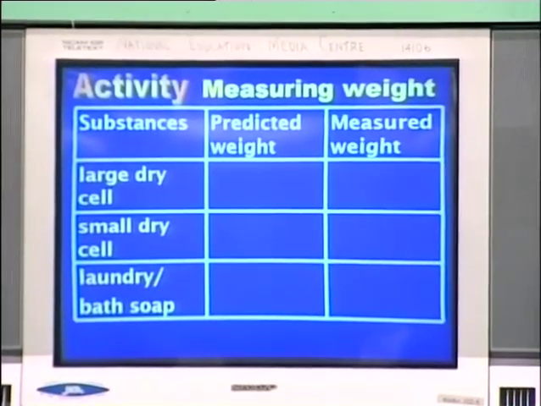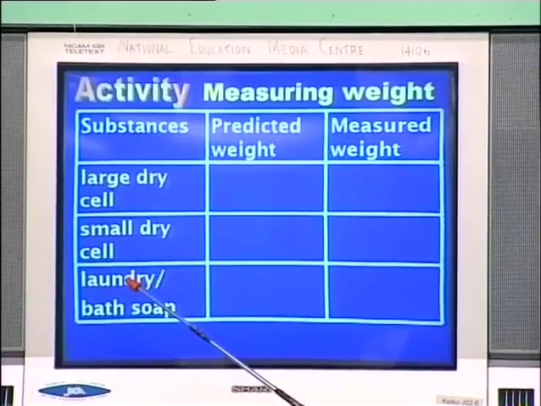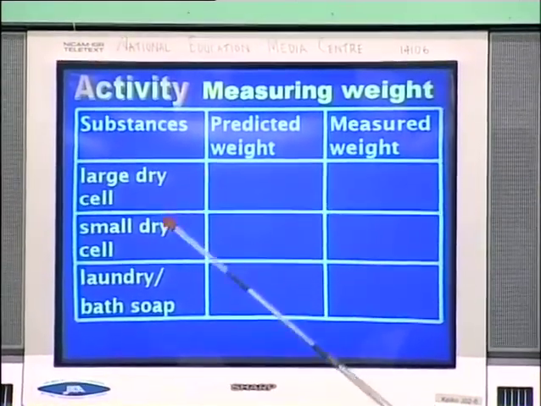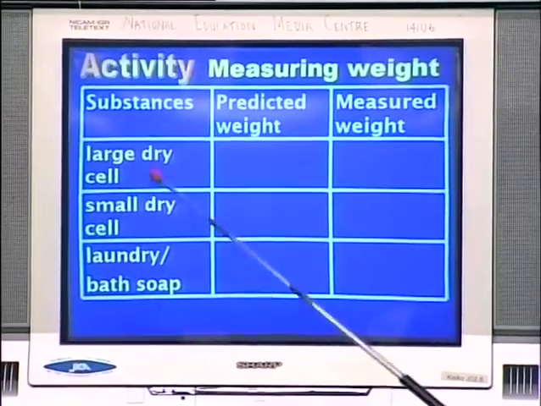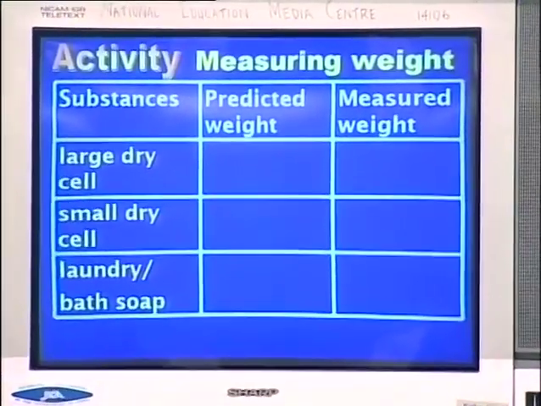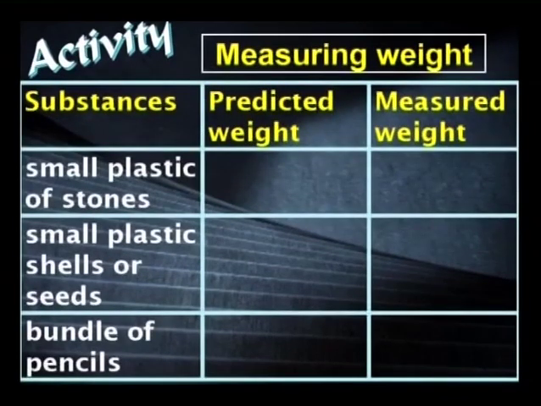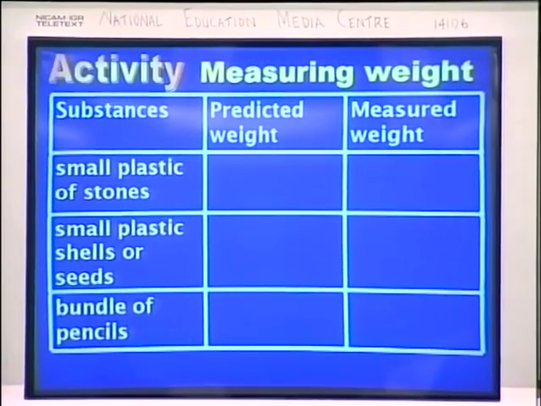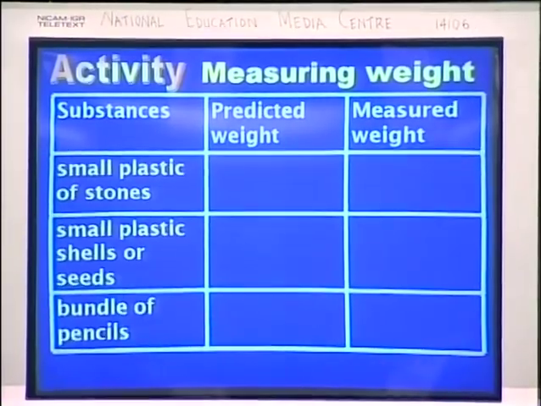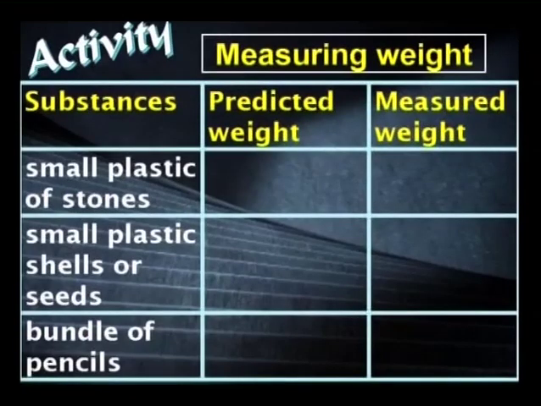substances. They are also called objects, but to be more appropriate in science, we use substances, because in most of your activities as you go up, you will get used to using the word substances. Next table, that's still part of the table. You have small plastic of stones, small plastic of shells or seeds, and bundle of pencils. I'll give you 1 more minute to copy that table down.